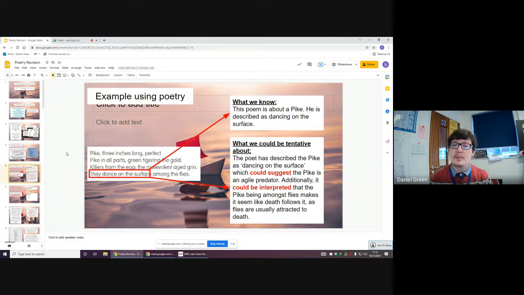So the poet has described the pike as dancing on the surface, which could suggest the pike is an agile predator. Additionally, it could be interpreted that the pike being among flies makes it seem like death follows it, as flies are usually attracted to death. The poem hasn't said the pike dances on the surface amongst the flies because he likes death. I've inferred that. I have made a link between the idea of flies around the surface and the idea of death, because usually bodies have flies around them if they've been left out, obviously. So that is my own idea and my own tentative judgment based on it.